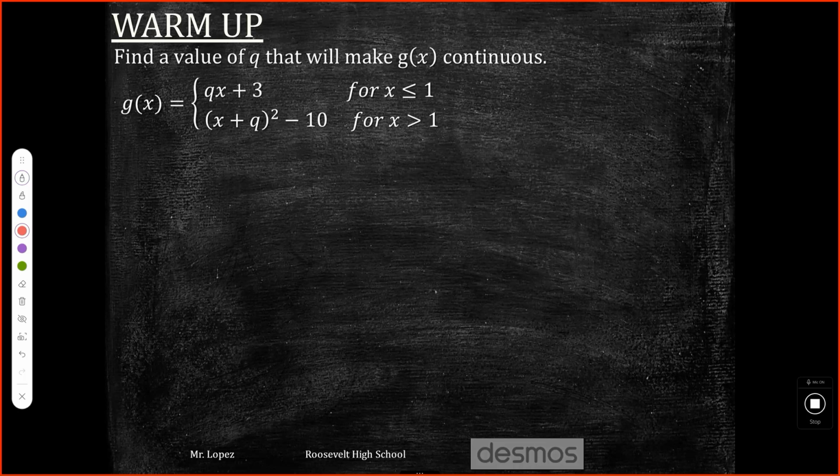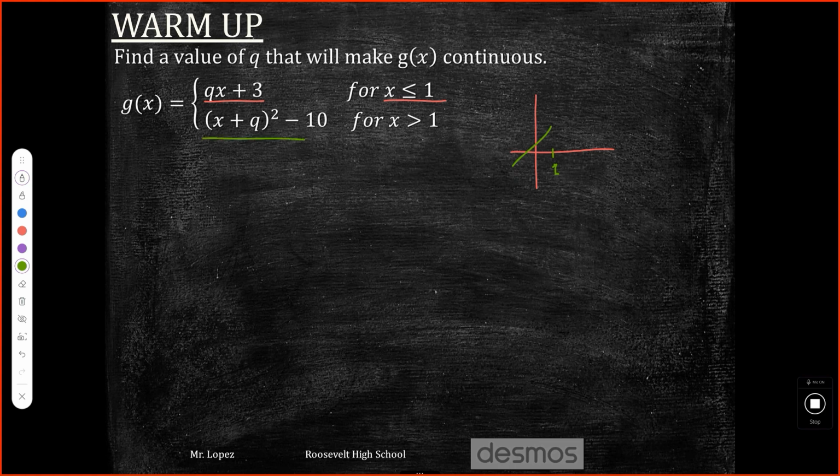Alright, let's get started with the warm-up. Find a value of q that will make g of x continuous. So for x less than or equal to 1, we have a linear function. So maybe the graph is going something like this. It's a linear function for values that are less than or equal to 1.